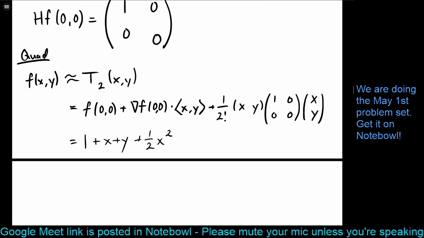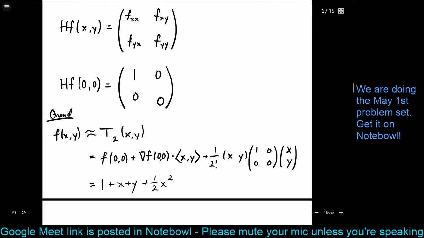All right, then. Kind of interesting how that worked out. I actually didn't expect there to be no y's in the quadratic part. Yeah, so those are linear and quadratic approximations of a multivariable function. Some pretty interesting stuff here.